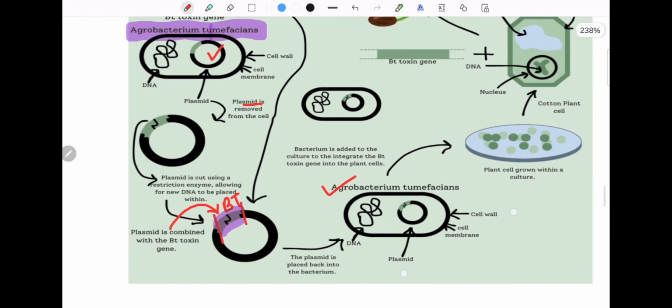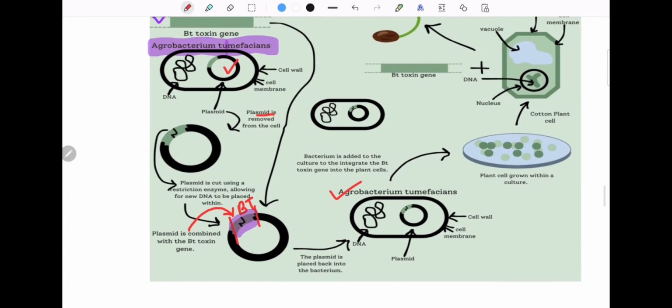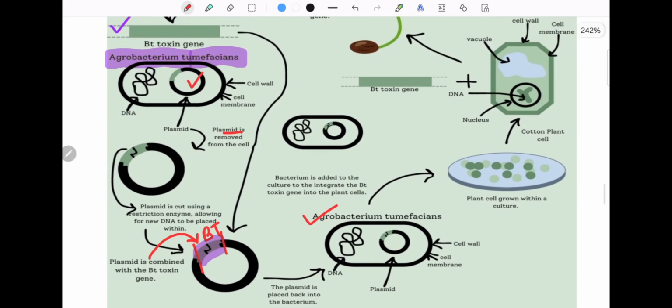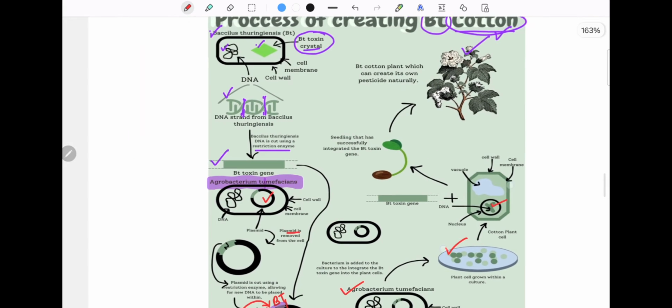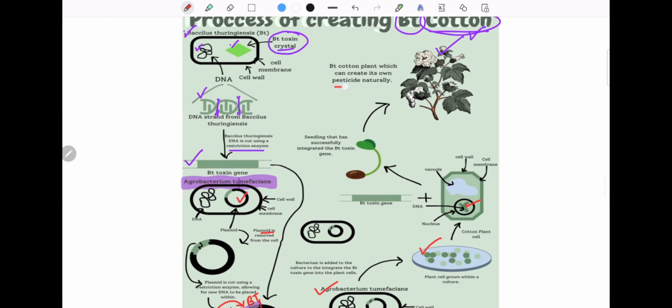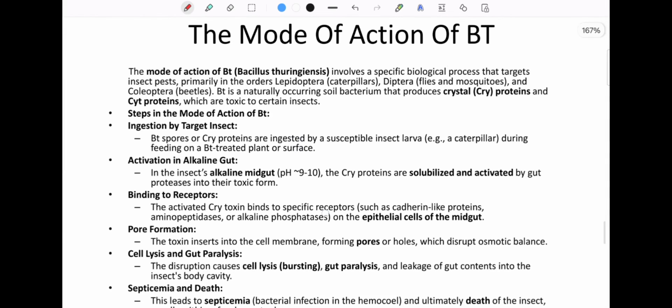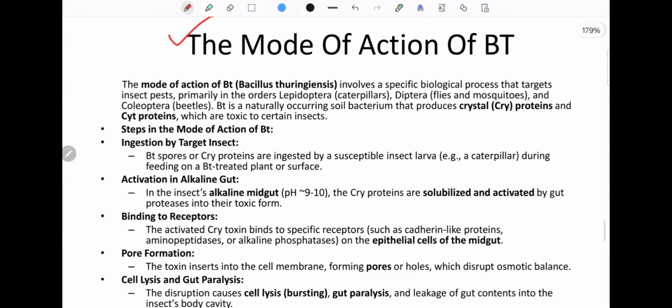Okay, and then these vectors transfer this plasmid, this DNA, to the plant cell, where within the plant cell we now have the Bt toxin gene, and this plant cell is going to produce the pesticide. Okay, Bt toxin, it's producing Bt cotton. That is how we have created this Bt cotton plant. Next, the mode of action of Bt, how it actually works.